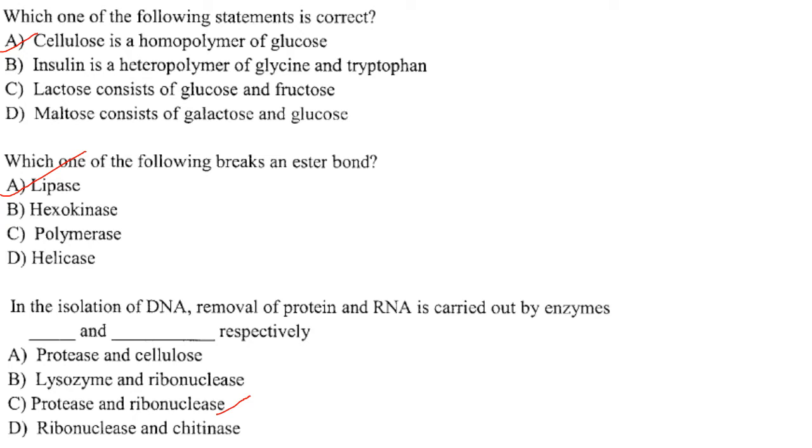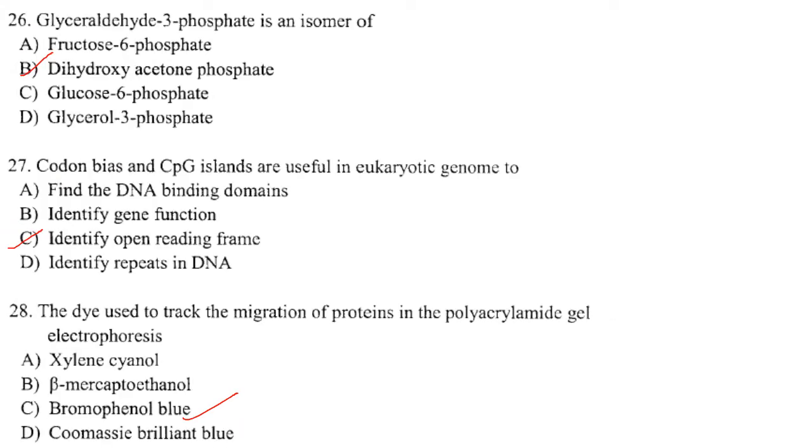Answer is option C. Then glyceraldehyde 3-phosphate is an isomer of. So it is an isomer of dihydroxyacetone phosphate. Answer is option B. Codon bias and CpG islands are useful in eukaryotic genome too. So cytosine and guanine doublets, they are found concentrated near the gene-rich regions of the genome.